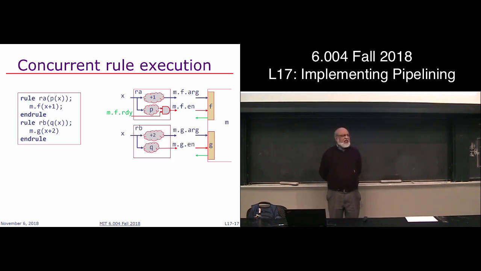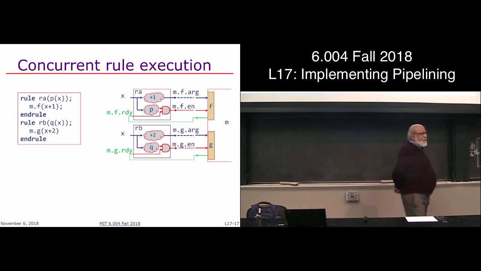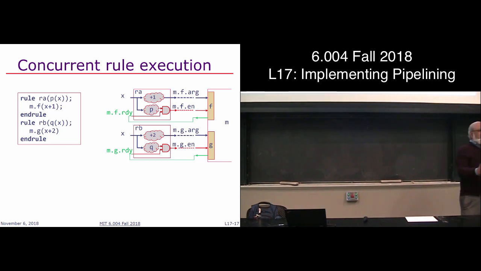And you can do the same thing for the second one. The simplest wiring of this would have been to connect this to this. You should be able to draw the circuit for it. You can apply method F only if it's ready, so I'm taking the ready signal and joining it with it.